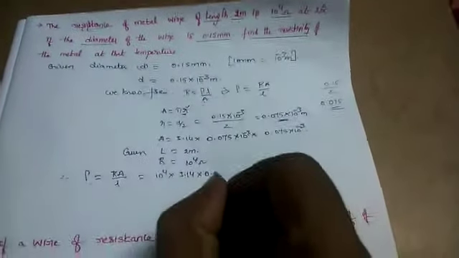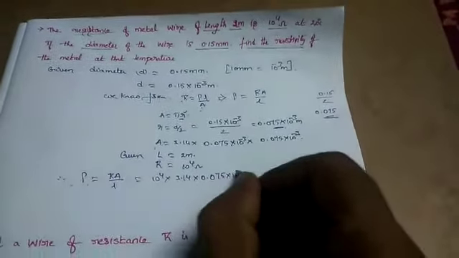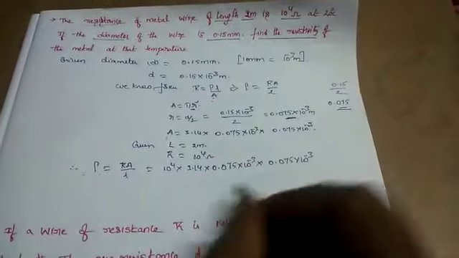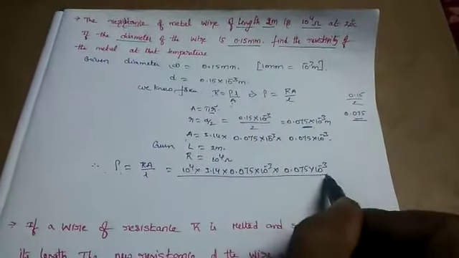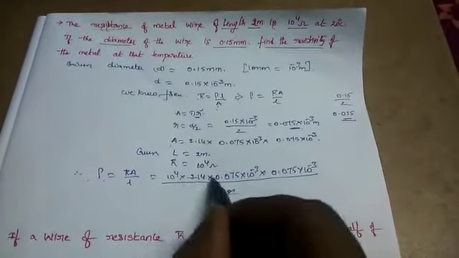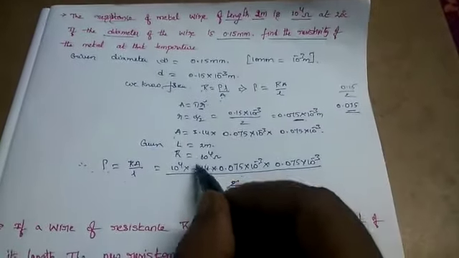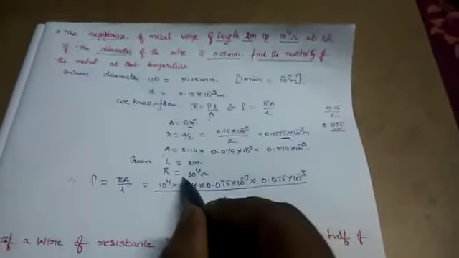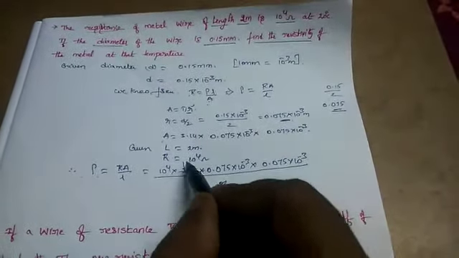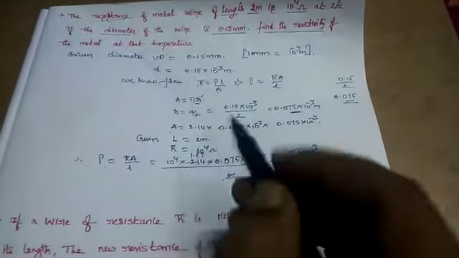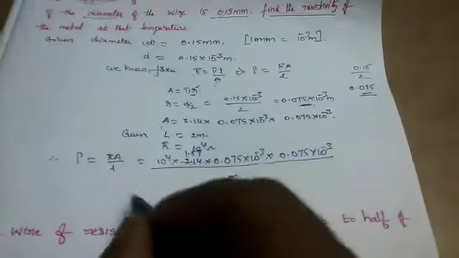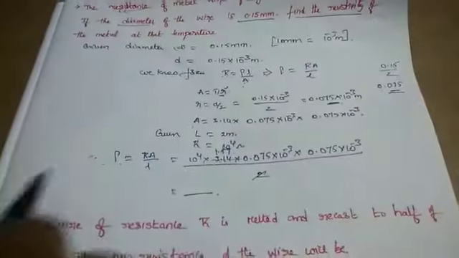3.14 into 0.075 into 10 to the power of minus 3 into 0.075 into 10 to the power of minus 3, divided by L, which means 2. So we cancel the 2. 2 ones are 2, remaining 1 here, 2 5s are 10, so 1.57 here. So we have to calculate here and find the answer for your homework. Okay.